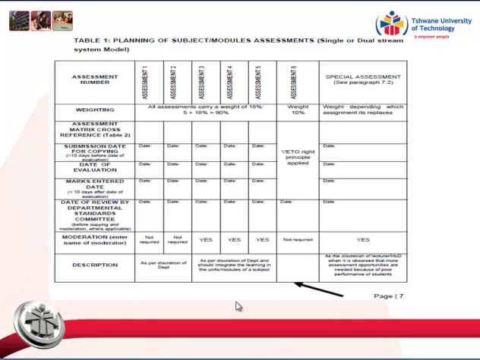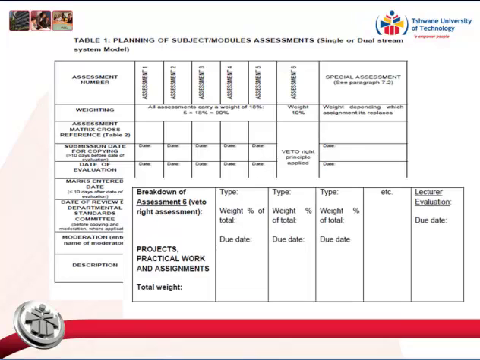The assessment type should match the resources available and will require careful planning on the part of the department and lecturers. As previously mentioned, assessment 6 comprises a number of sub-assessments. These assessments may include practicals, group assignments, projects, and so on. The last of these is the compulsory lecturer evaluation.